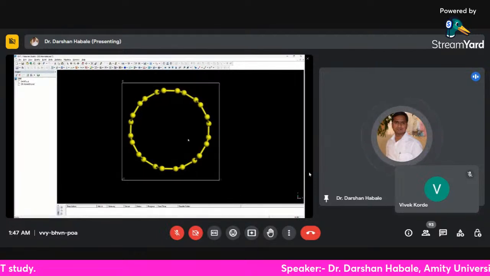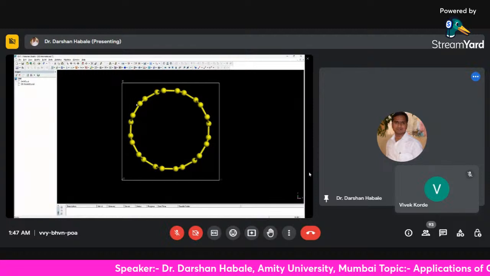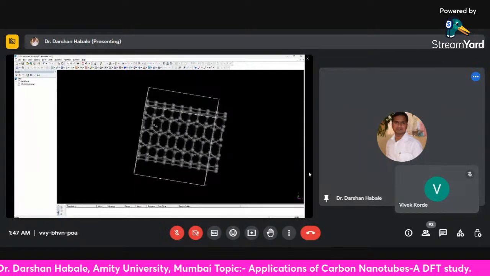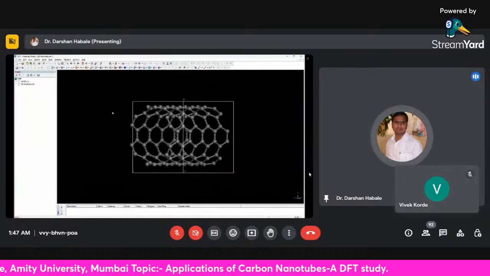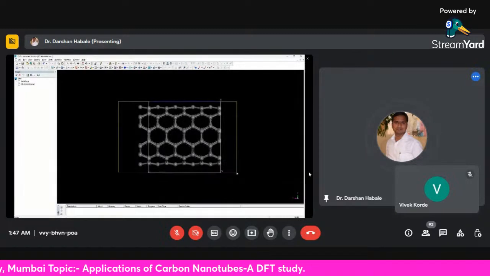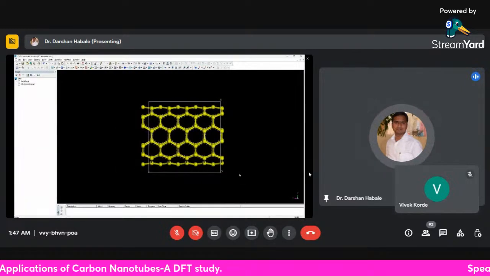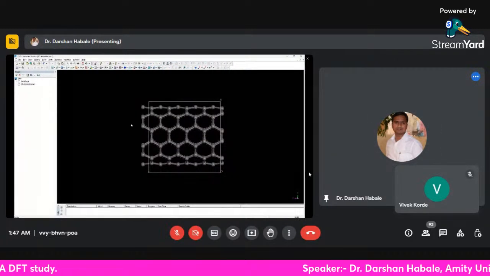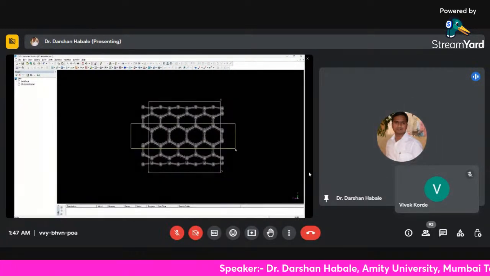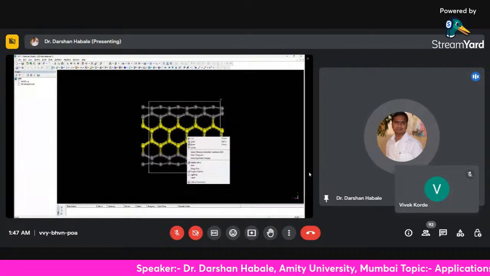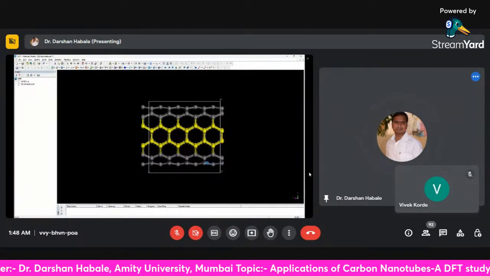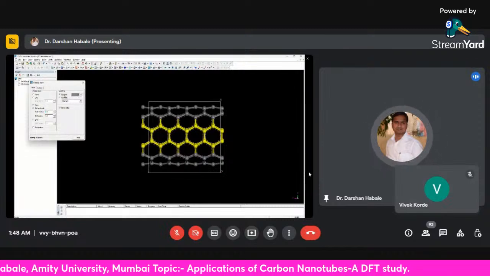And after placing it in a cell, it will look like this. So the cell parameter you can easily adjust, but without affecting the original structure of the carbon nanotube. And then we'll keep one sodium atom, then one by one hydrogen atom, and then we'll keep it for the geometry optimization or energy calculation and all.